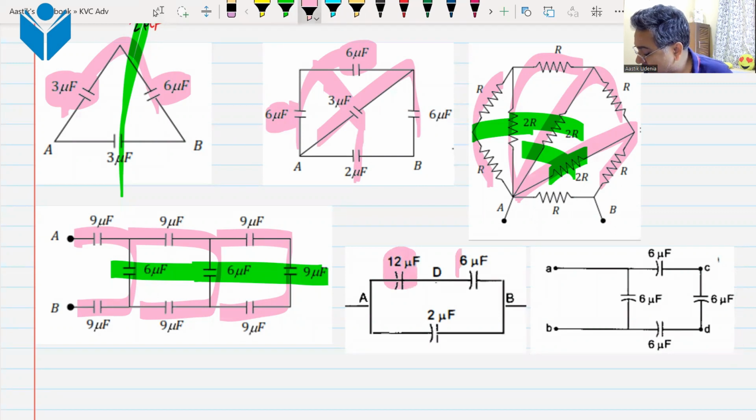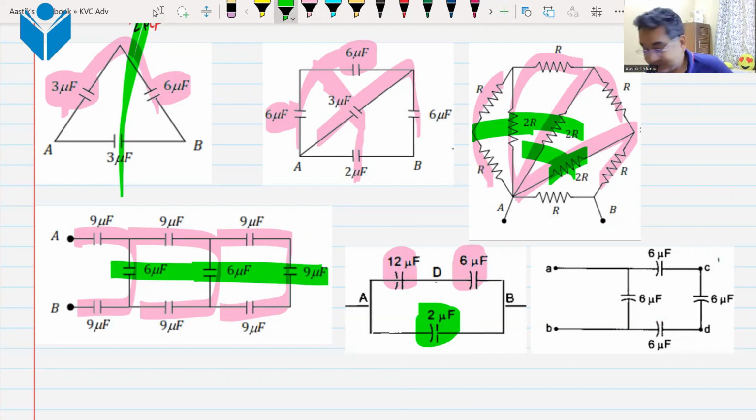This 12 and this 6 are in series. Yes or no? Yes, sir. Remember, they are capacitance. 12 and 6 in series becomes 12 into 6 divided by 12 plus 6, that is coming as 4. This 4 and this 2 are in parallel, so the answer would be 6. Do we understand this? Yes, sir.